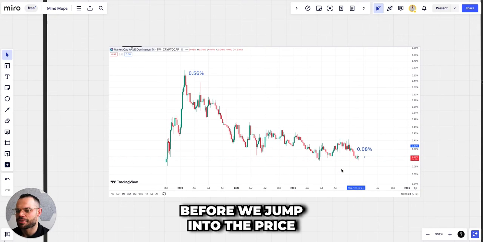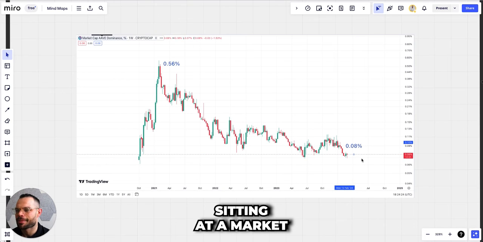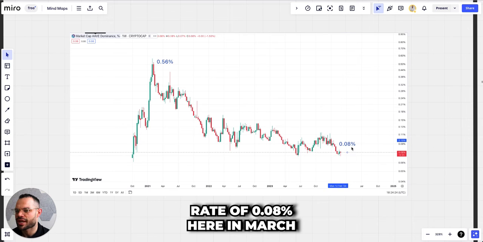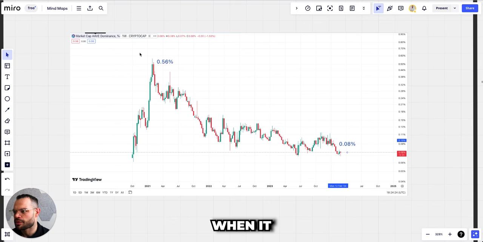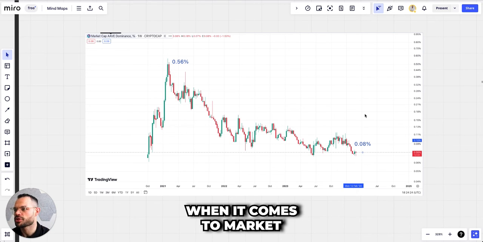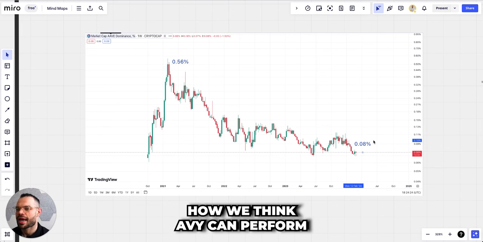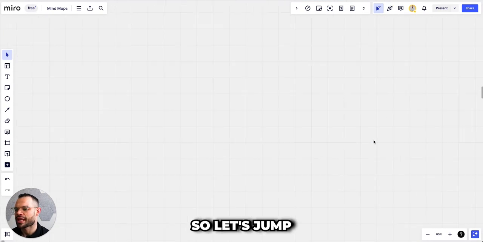Finally, the last thing we're going to look at before we jump into the price prediction is the fact that Aave is currently sitting at a market dominance percentage rate of 0.08% here in March of 2024. Previously, when it hit its all-time highs, it was at a market dominance of 0.56%. And again, this is very important as it comes to making our price predictions, because we have to plug in some variables for our price prediction when it comes to market dominance. And we'll be using this as a gauge to estimate how we think Aave can perform. So let's jump into that price prediction.